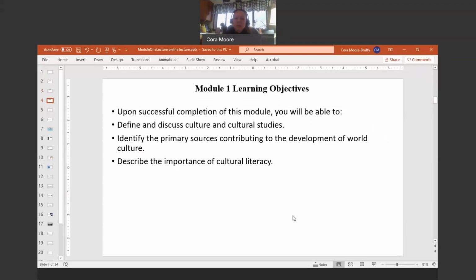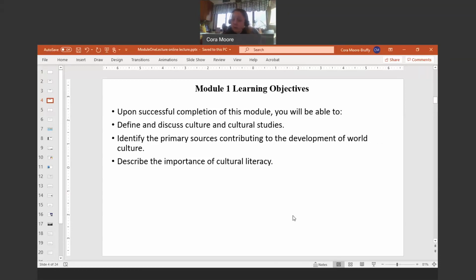So, in our first module this week, like I said, we're going to be defining culture, discussing culture, exploring this idea of cultural studies, and then looking at some of those primary sources that contribute to the development of world culture. So basically, that's talking about those basic ideas of what constitutes culture. How do we apply that universally?